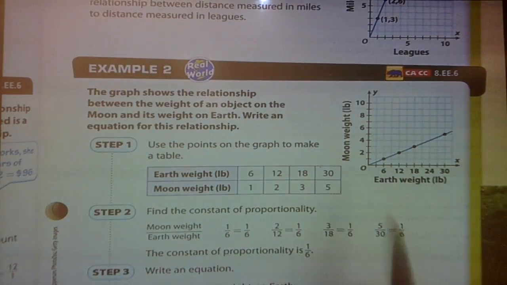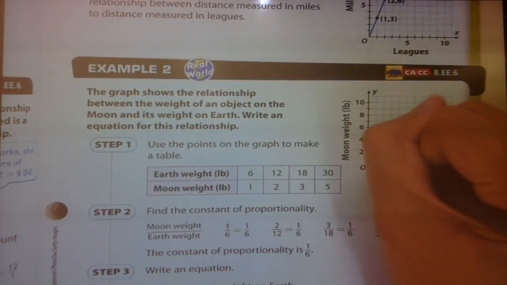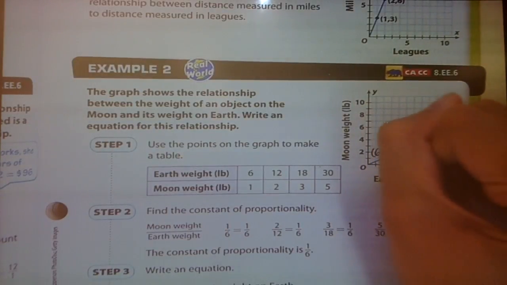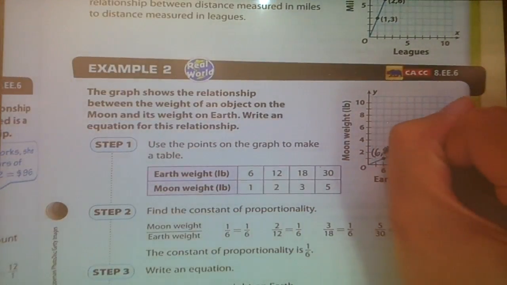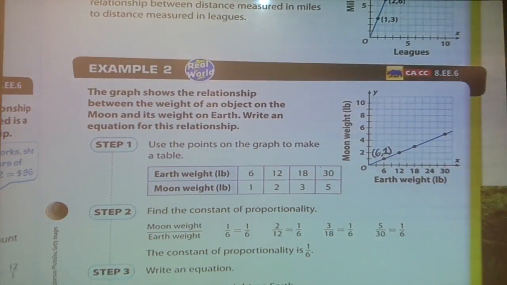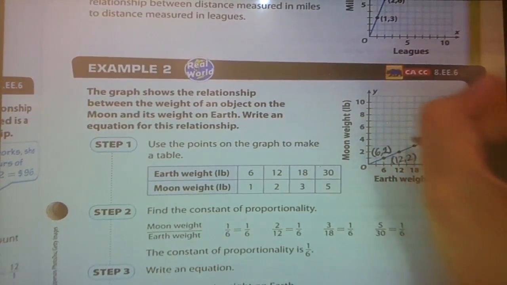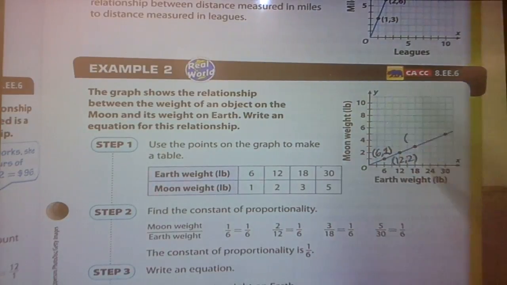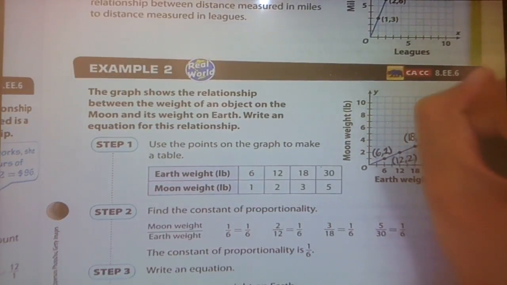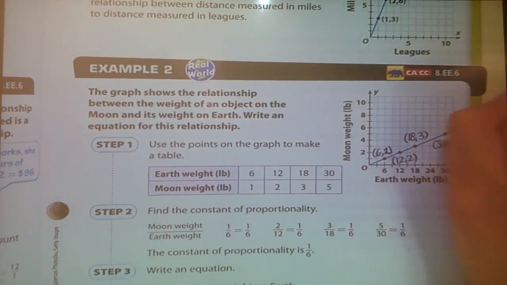So when we graph, we look at the x and y-axis. We labeled the points. It's the x first and then the y. So this point is at 6, 1. This point here is 12, 2. This point is 18, 3. And this point is 30, 5.